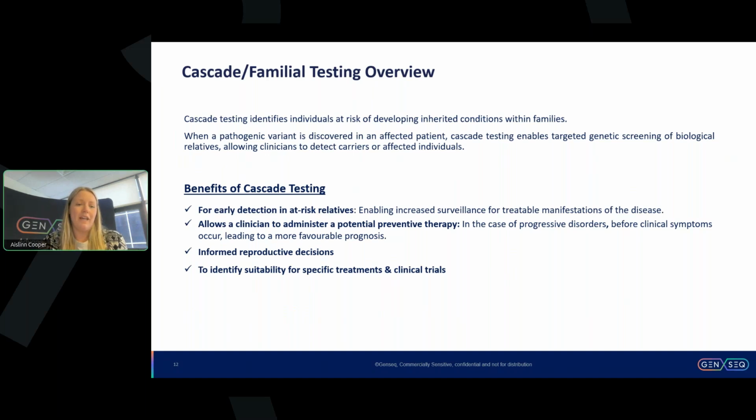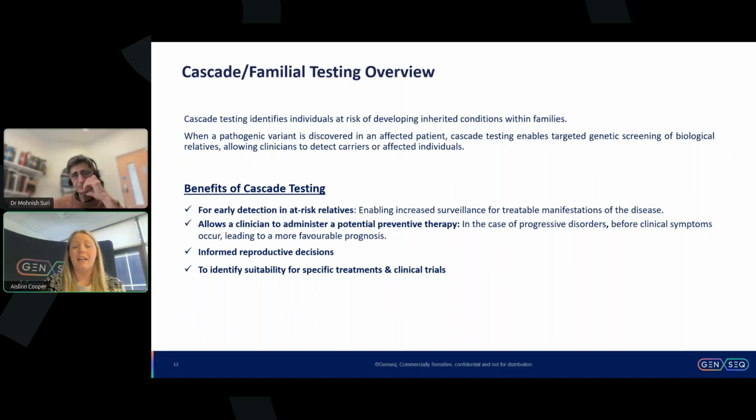The benefits of cascade testing really allow for early detection. So if it is predictive, we're getting in there before people are even manifesting any clinical indication. And this then allows for increased surveillance or possible preventative treatment if available. It also allows for informed reproductive decisions. So as Manish alluded to earlier, there could be prenatal testing or pre-implantation genetic testing available. And it does also allow for stratification of therapy.